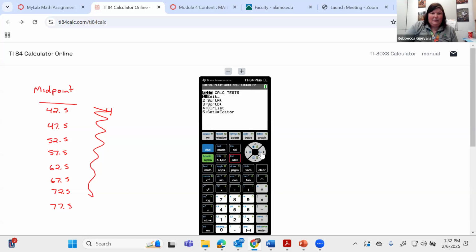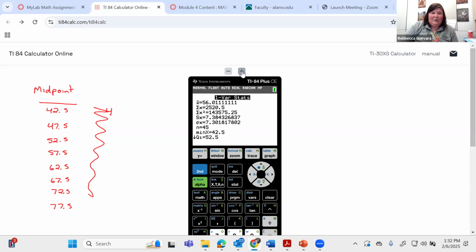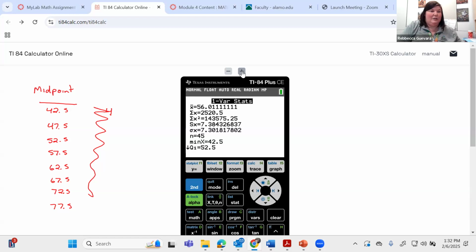So we hit statistics, move to one var stats, enter, list 1 should be here, frequency list is list 2, should be there. And we see, well, we got that mean that we calculated before. This is population data, definitely, because we had all our presidents. So we have our population mean estimate, which is 56.01. And then I had my sigma, my standard deviation estimate of 7.3. So leave it at 7.30.